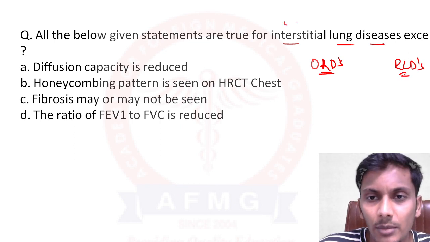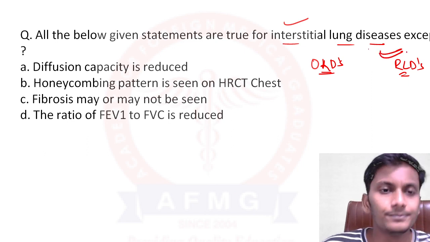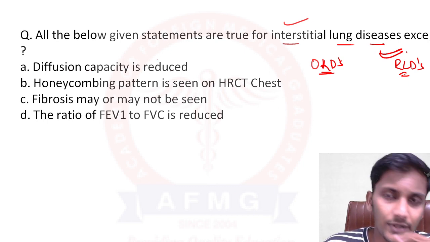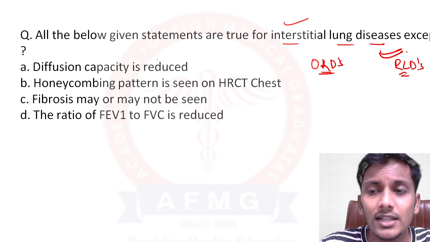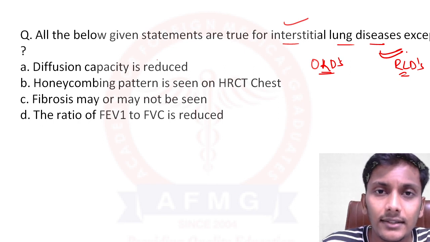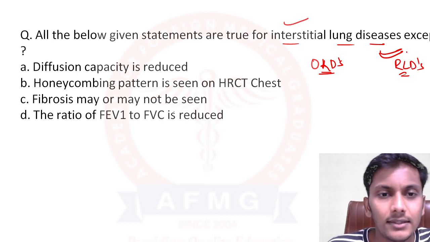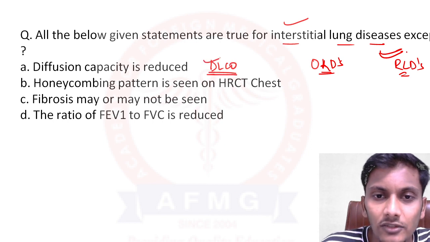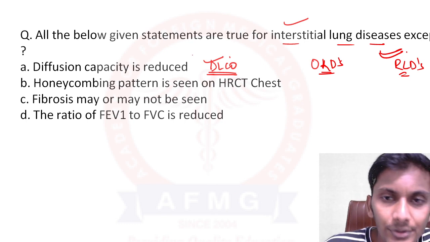So we are talking about interstitial lung diseases, which is an example of restrictive lung diseases, right? First question is option A, diffusion capacity is reduced. As we all know, the exchange or the respiration is impaired in cases of restrictive lung diseases. There is impairment in the exchange, therefore the diffusion capacity is reduced. It can also come as DLCO, that is diffusion capacity of the lungs for carbon monoxide. So diffusion capacity of the lung would be reduced in cases of interstitial lung diseases, therefore this statement is true.